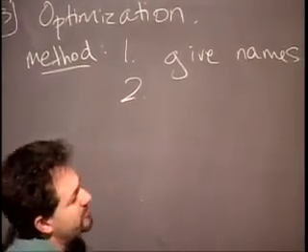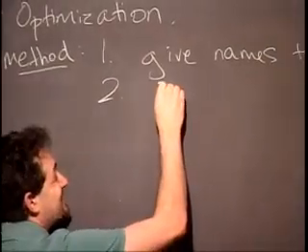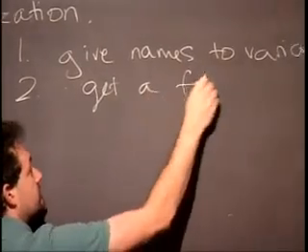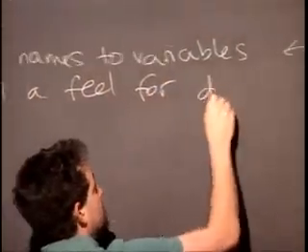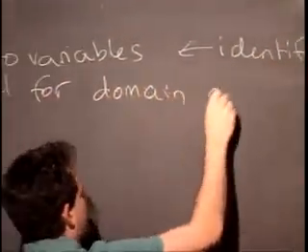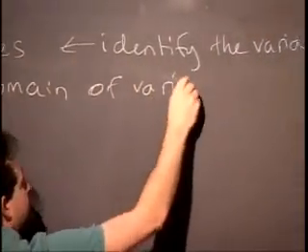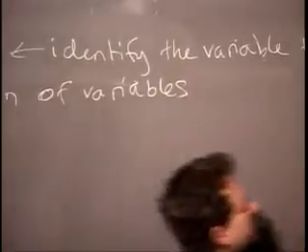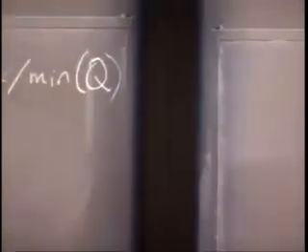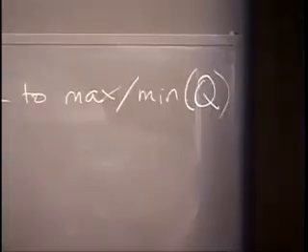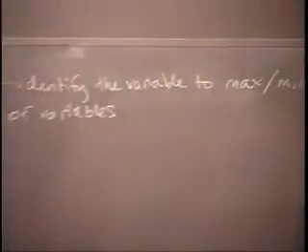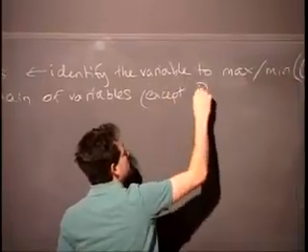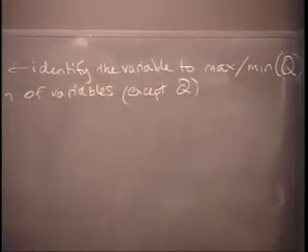An often overlooked thing is try to get some feel. So get a feel for the domain of the variables. By the way, when I say identify the variable to maximize or minimize, for the moment I'm just going to call it Q, quantity. You can call it whatever you like. I have to call it something for the purpose of this. So in step 2, get a feel for all the input variables except Q, which is going to be the quantity that depends on the other variables.